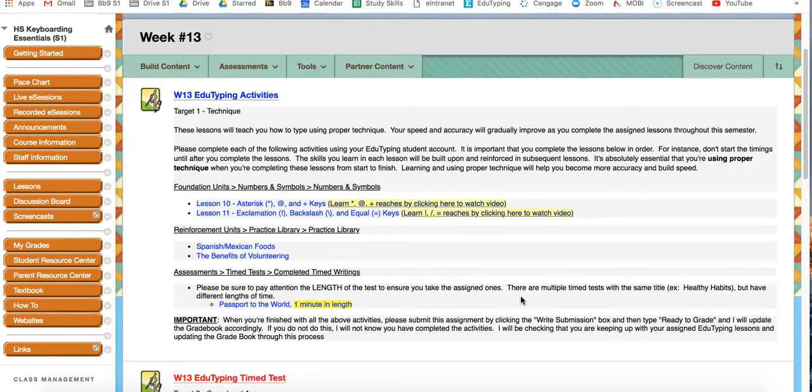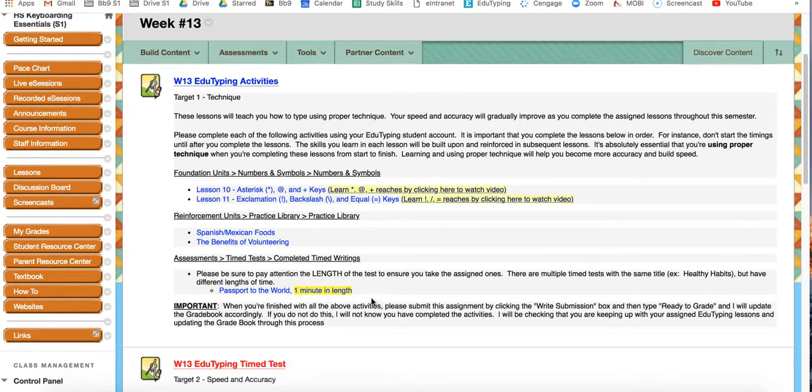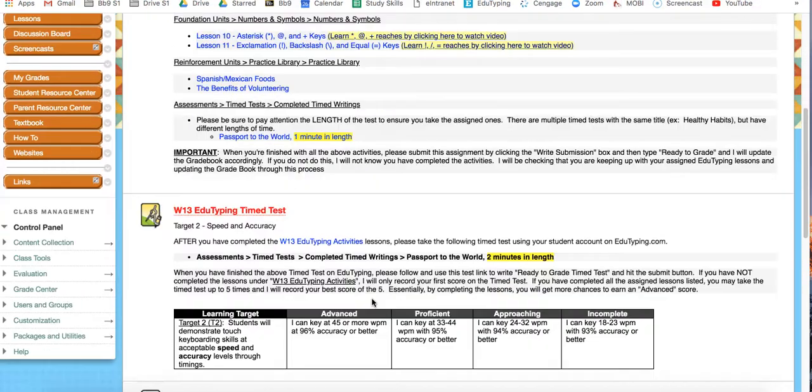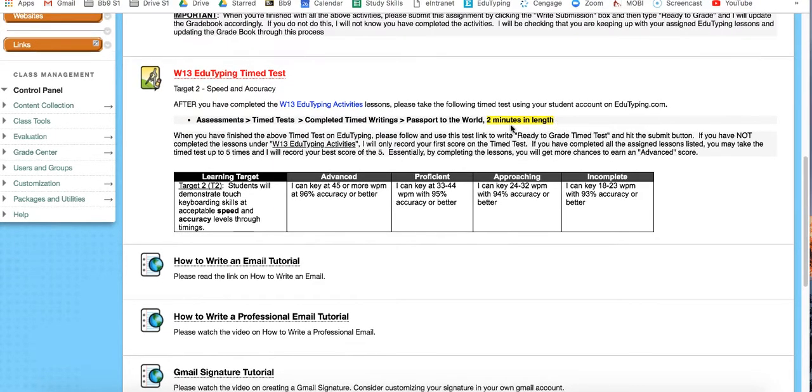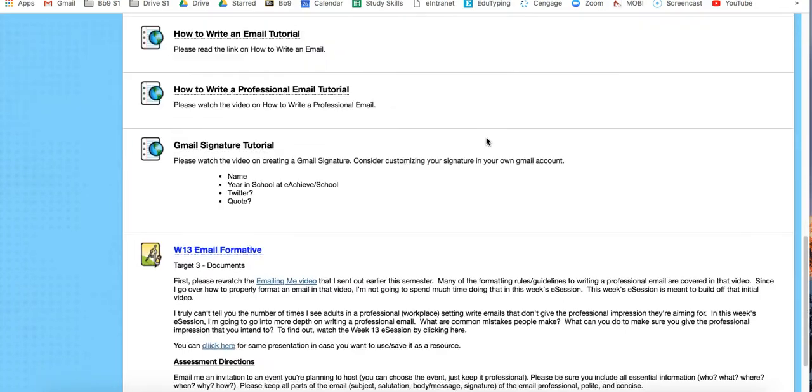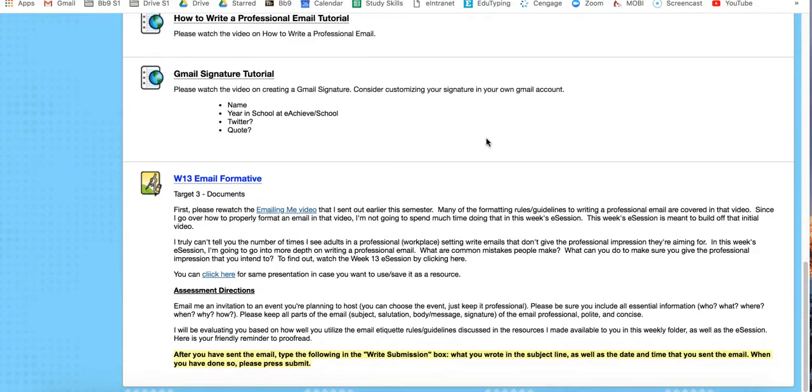For week 13, I have links that the former teacher had on how to do the keystrokes, so I'm not really going to focus on that as much in here. Also, you have a time test. Again, not going to focus as much there because that's pretty straightforward. You know how to do that by now. Where I'm going to focus more on is how to complete this week 13 email formative.